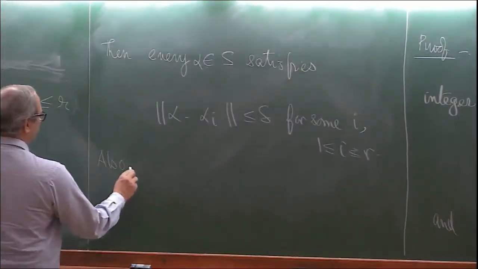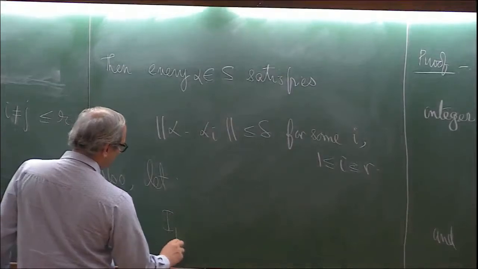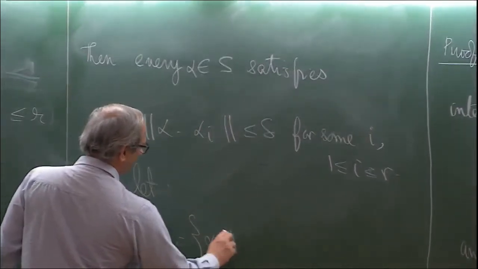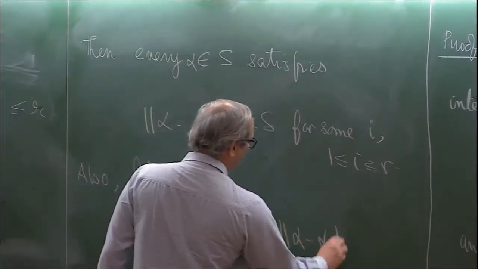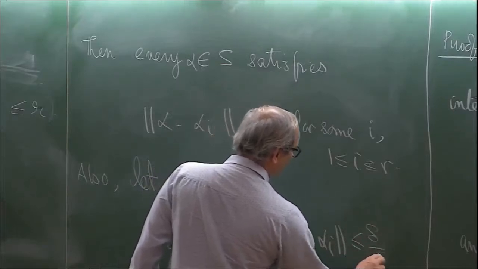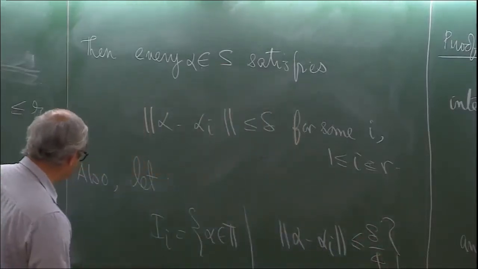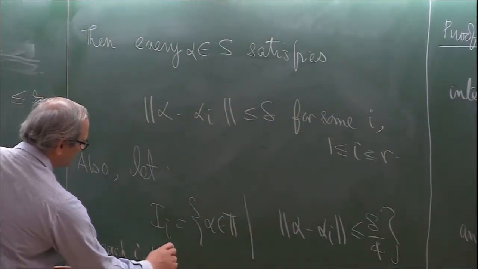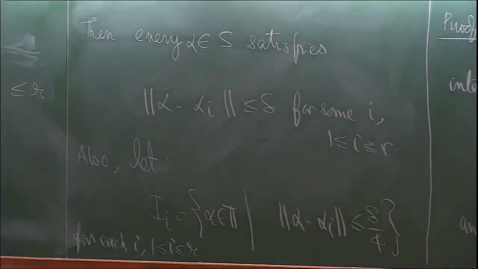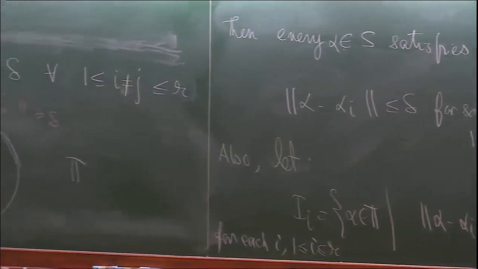Also, now let I_i be the set of all alpha in T, which may not necessarily lie in S, which satisfy alpha minus alpha i is less than or equal to delta by 4. This I_i is defined for each i, 1 less than or equal to i less than or equal to R. You notice of course that S may not contain these I_i, but they are these intervals of length delta by 4 here.